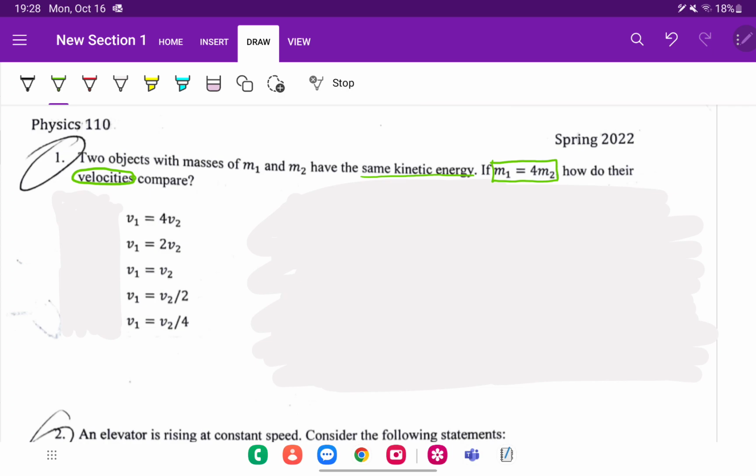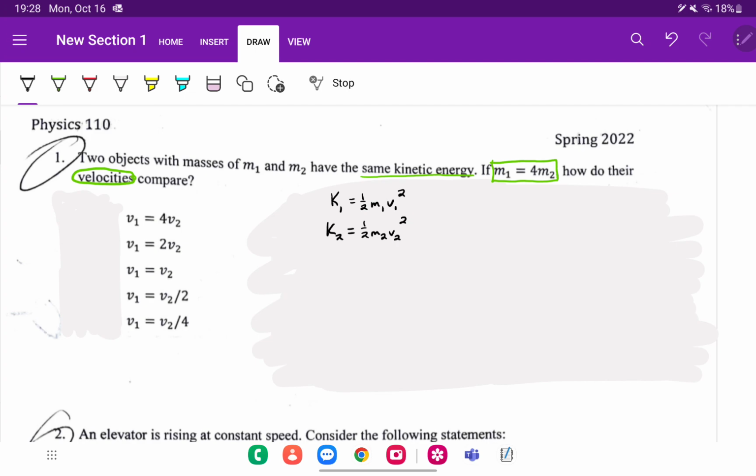A good way to do that is to use kinetic energy, and the fact that it tells us it's the same kinetic energy actually gives us a lot of hints. If we start off by writing out a K equation for both of these, the kinetic energy of m1 would be 1/2 m1 v1 squared. Same thing for the kinetic energy of 2, except we change all our subscripts because these are different masses.